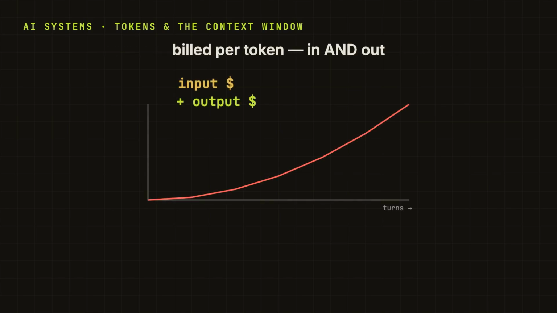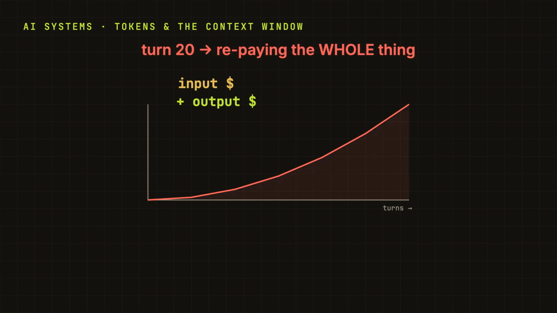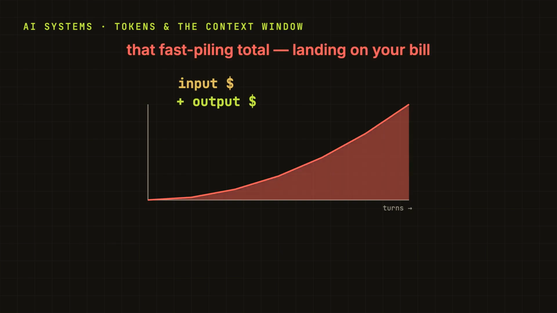These models bill you per token: the tokens going in and the tokens coming back out. And since the whole history is carried back in every turn, you are paying for it again, every turn. Turn 1, that's next to nothing. Turn 20, you are rereading and repaying for the whole conversation up to that point, every single time. That fast-piling total from a minute ago, landing on your bill. So a long chat doesn't just risk forgetting, it quietly gets more and more expensive for the same reason.